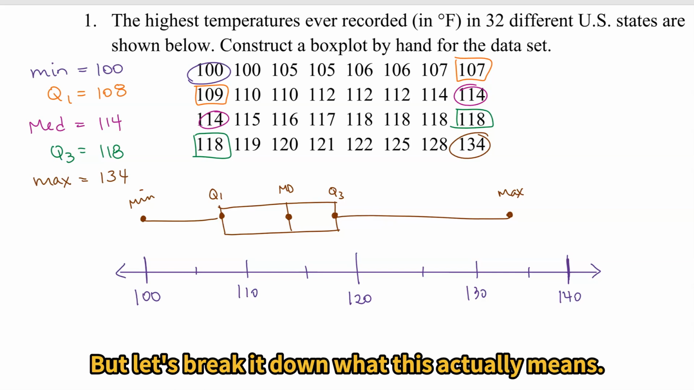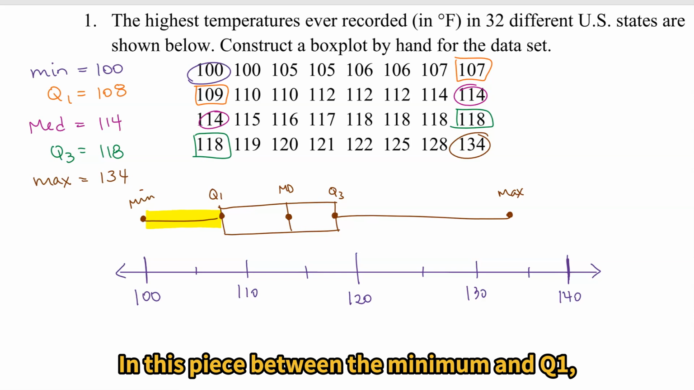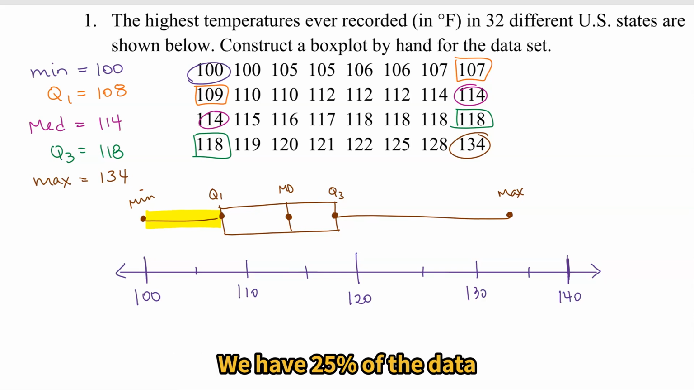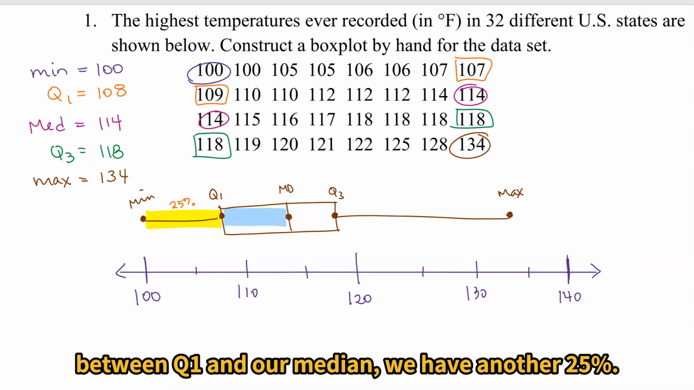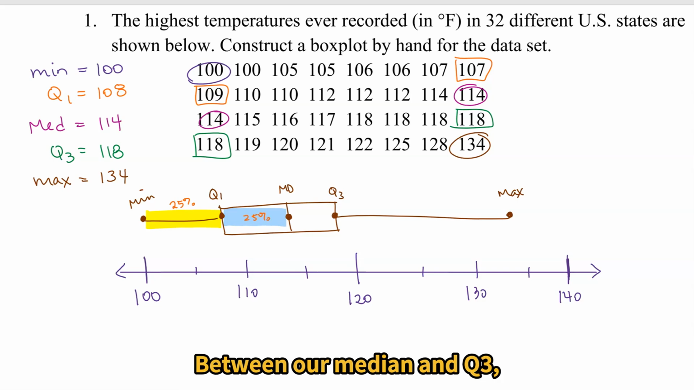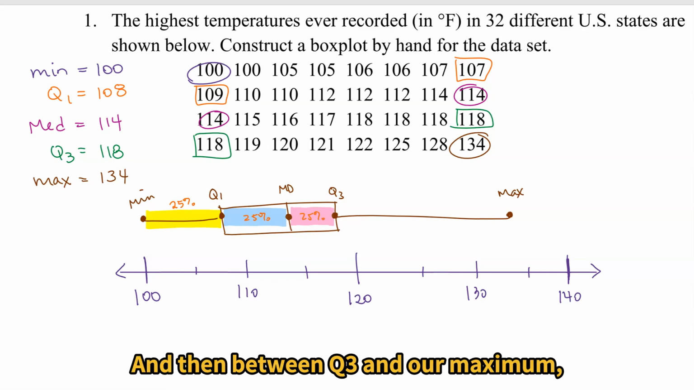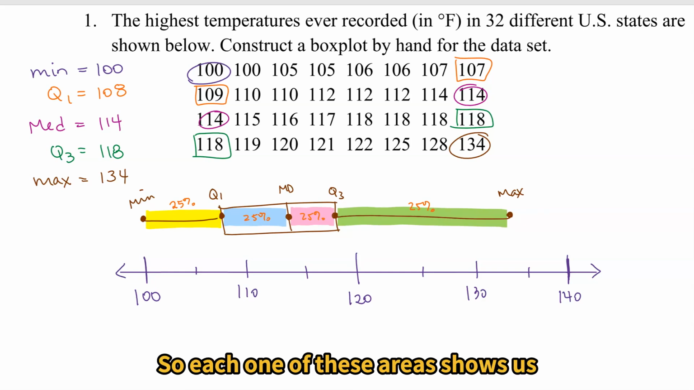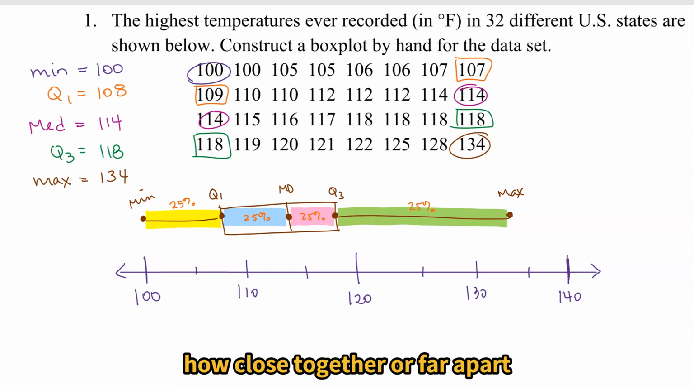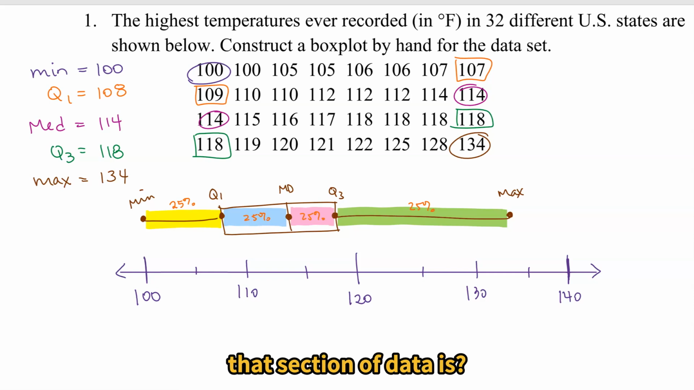In this piece between the minimum and Q1, we have 25% of the data sitting here. In the next piece between Q1 and our median, we have another 25%. Between our median and Q3, we have another 25%. And then between Q3 and our maximum, we have the last 25%. So each one of these areas shows us how close together or far apart that section of data is.